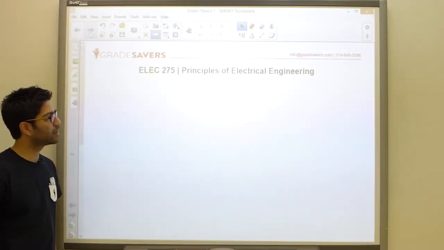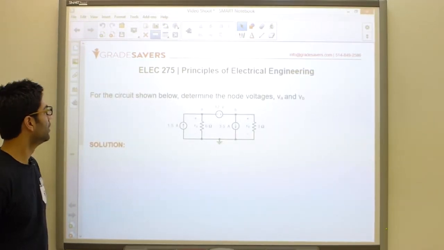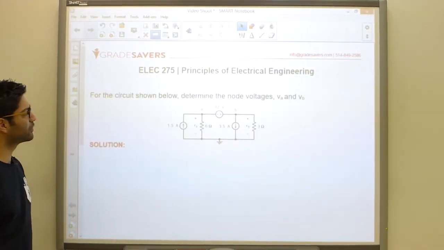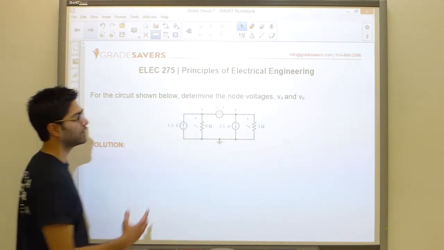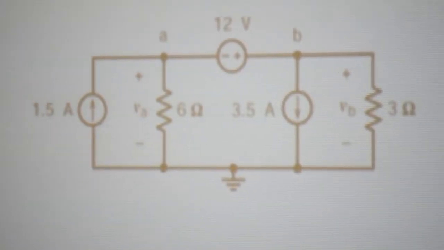All right, guys, let's take a look at our next problem. It's asking us, for the circuit shown below, to determine the node voltages VA and VB. So they're asking us to find the voltage in the circuit over here and over there.